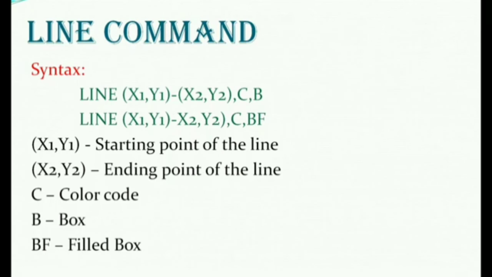We have already studied that there are 16 colors supported by QBasic. So for each color we can use the corresponding color code. And we can see one more code, that is B. B stands for box. It is used to draw an empty rectangle with the starting point and ending point. Otherwise, if we omit the code B, we can draw a simple line. If we use the code B along with the syntax, we can draw a box. And in the second syntax, there is one more code which is BF. BF means filled box. It is used to draw a filled rectangle with starting point and ending point. So that is the first command.